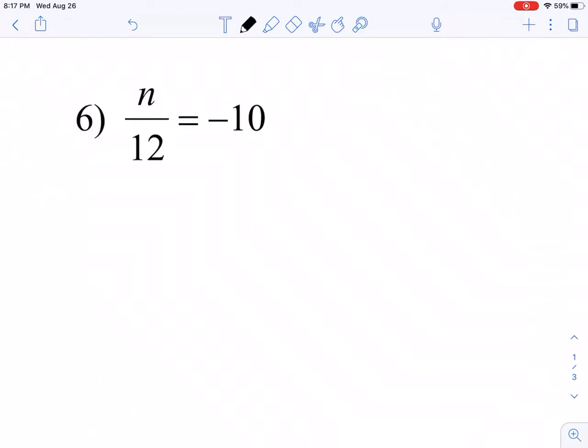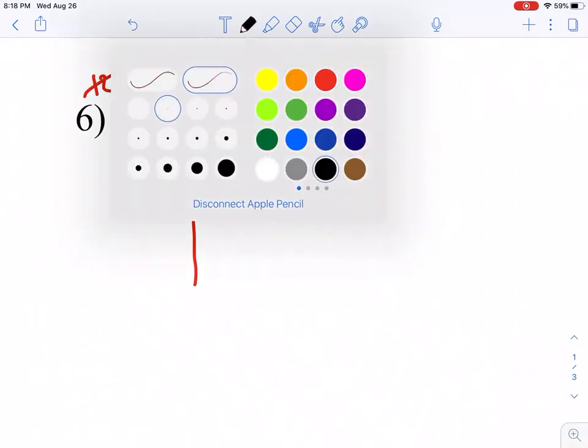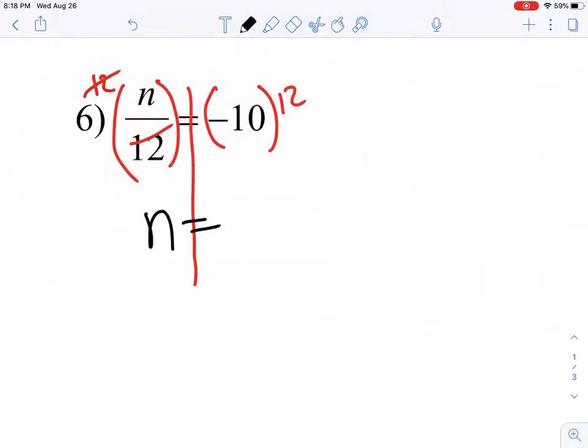Number 6, n divided by 12 equals -10. N is being divided by 12, so we will get rid of 12 by multiplying it to both sides. These 12s cancel out to give us 1n equal to -120. That was -10 times +12.